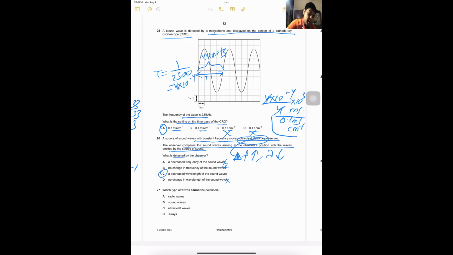Which types of waves cannot be polarized? This is the longitudinal. Only transverse waves can be polarized. So radio waves are transverse, sound is longitudinal, ultraviolet and X-rays are transverse, because these are all EM waves, the electromagnetic waves we know about. So answer is B.